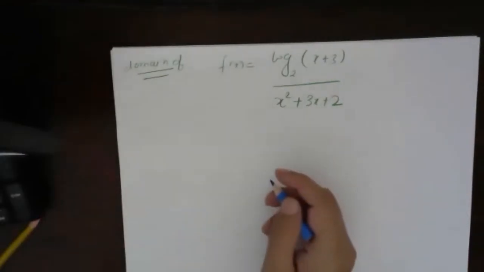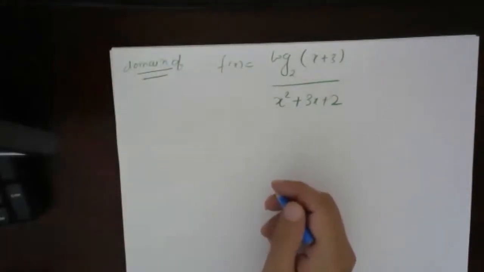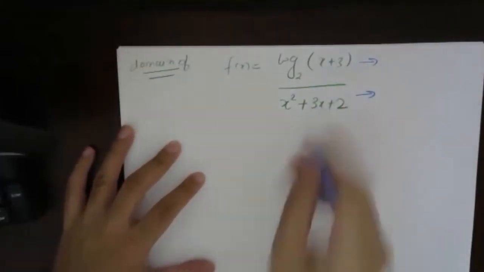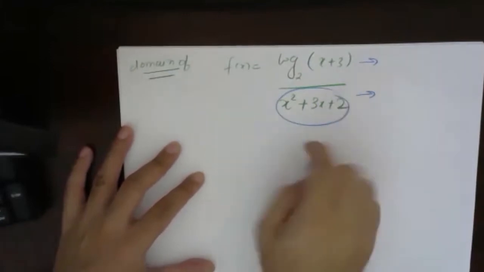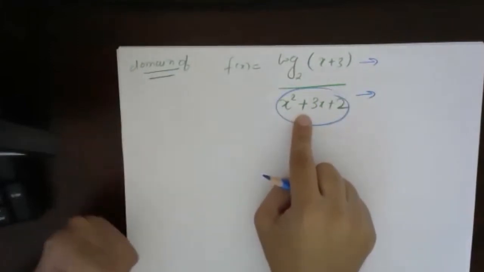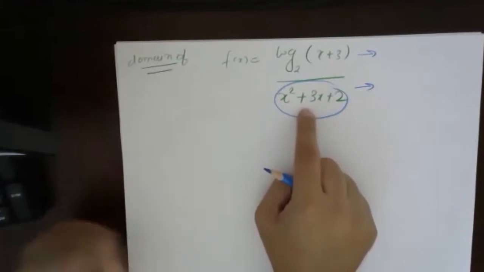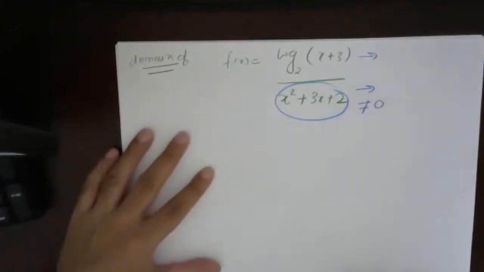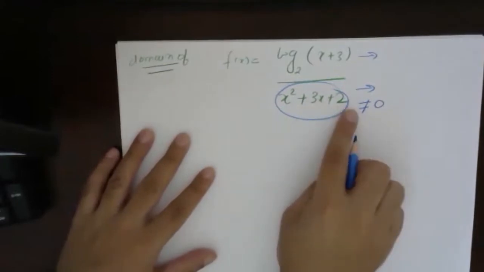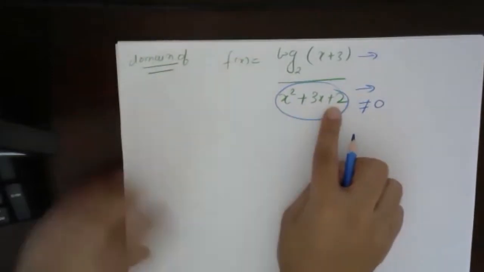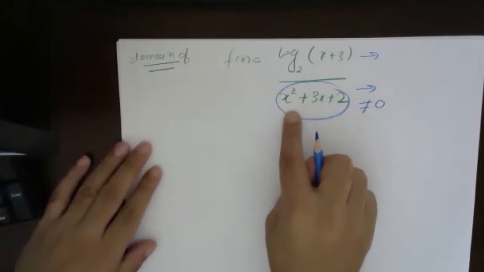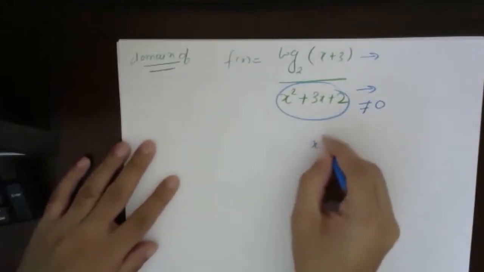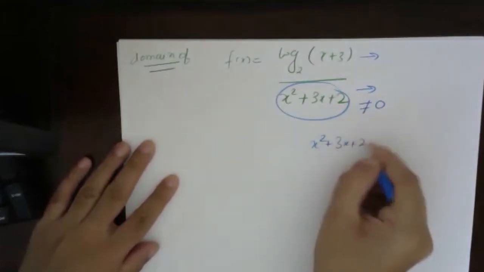Okay, so let's solve this one also. Basically there are two components of this, numerator and denominator, right? And the denominator is a polynomial function. For a polynomial function we can take any value of x, but because this is in the denominator, we cannot let the denominator become equal to 0. So the only problem is that the denominator should not be equal to 0. So we'll find the values of this polynomial where it is equal to 0: x square plus 3x plus 2 equal to 0.